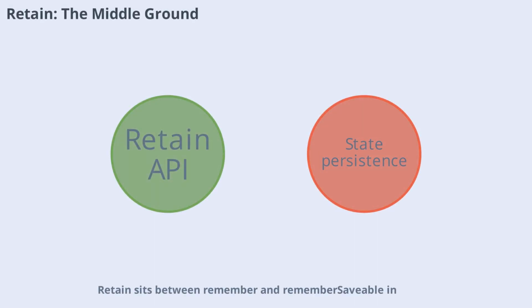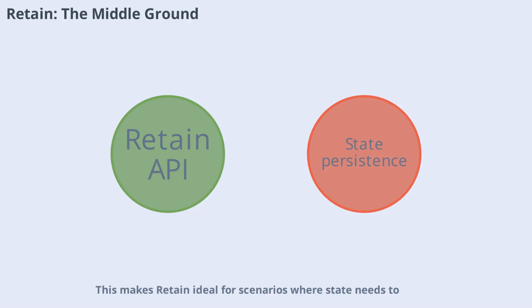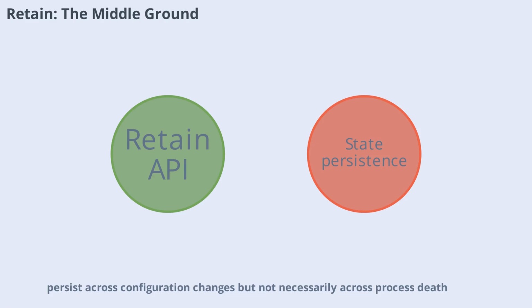Retain sits between remember and rememberSaveable in terms of how long it preserves values. It's designed to provide a Compose-native solution for surviving configuration changes without requiring serialization. However, Retain does not survive process death. Its behavior during navigation transitions depends on the host library implementation. This makes Retain ideal for scenarios where state needs to persist across configuration changes, but not necessarily across process death.